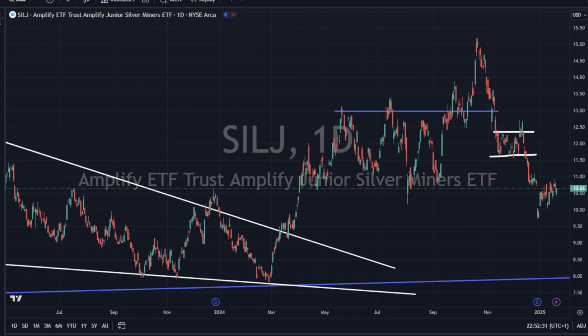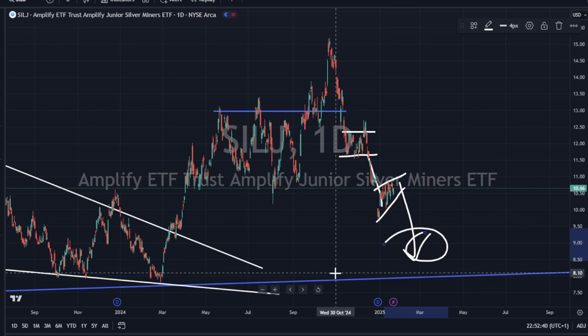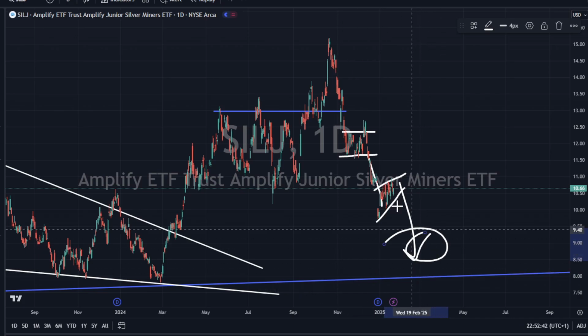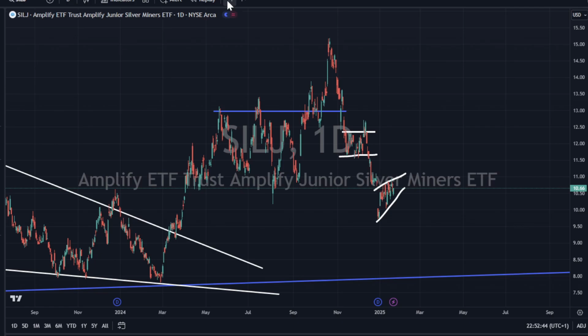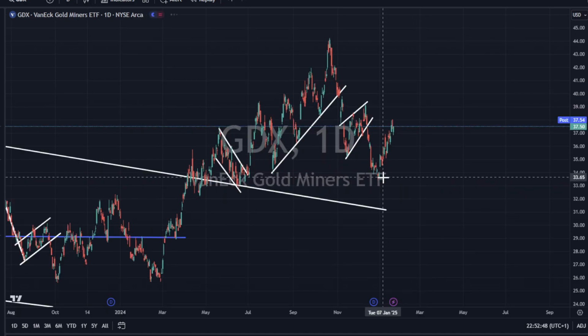It is still possible that we go lower, and this could be an inverted flag, rising wedge or a flag pattern that we eventually come back to the $8.50, $9 level down there. That is a possibility still. And GDXJ, they all kind of have this rising wedge deal going on.